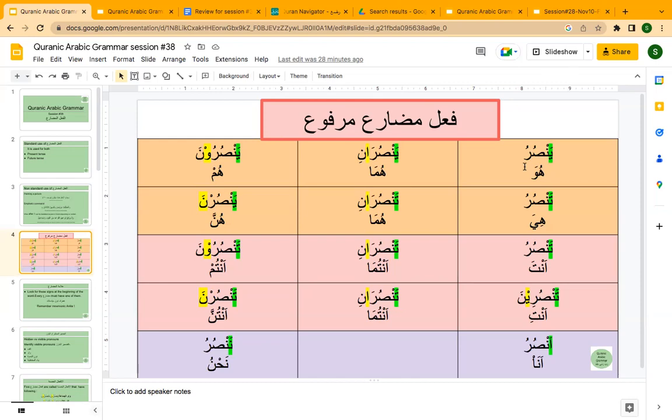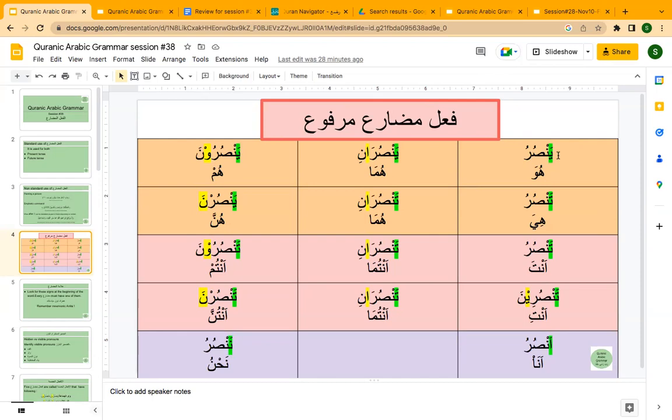Or let me ask you this way. Is there any pronoun visible here? Is your pronoun visible here? Very well done. Your pronoun is not visible. You cannot see your pronoun. And don't make this mistake of calling your ya the pronoun.